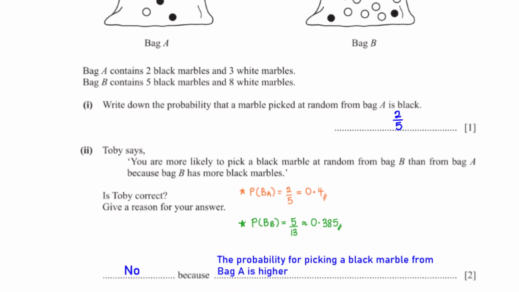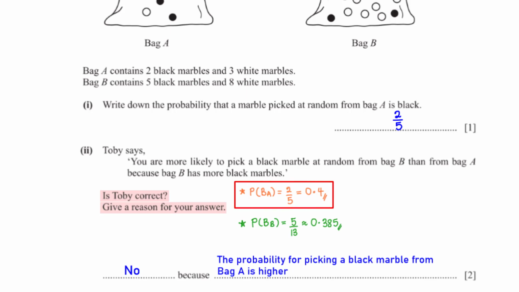Toby says, you are more likely to pick a black marble at random from bag B than from bag A because bag B has more black marbles. Is Toby correct? Give a reason for your answer.